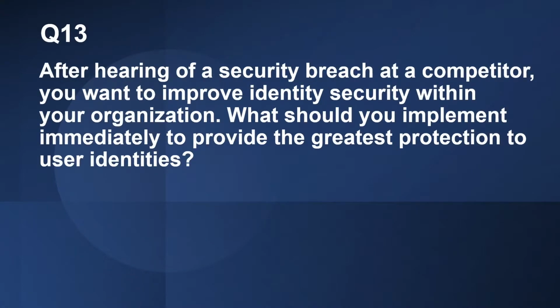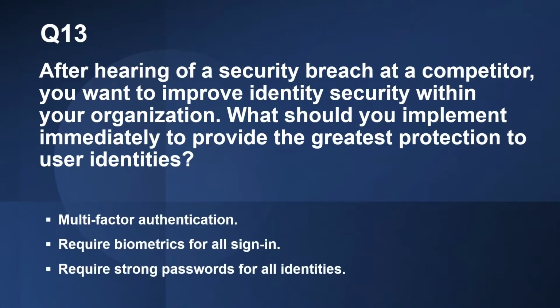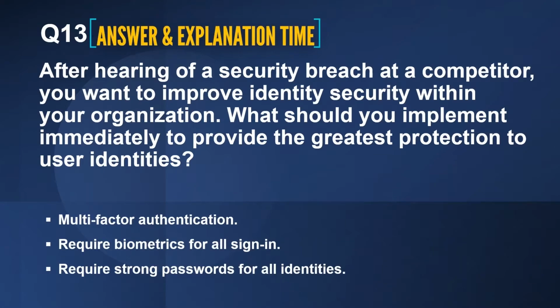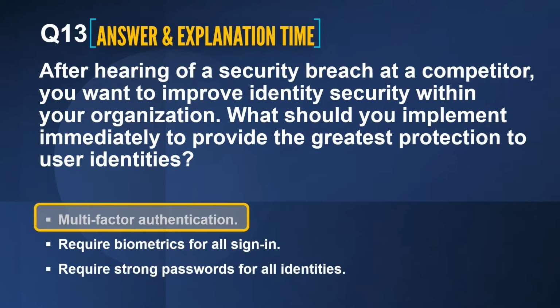Question number 13. After hearing of a security breach at a competitor, you want to improve identity security within your organization. What should you implement immediately to provide the greatest protection to user identities? The options are multi-factor authentication, require biometrics for all sign-in, require strong passwords for all identities. The correct answer is multi-factor authentication or MFA. Multi-factor authentication dramatically improves the security of an identity.